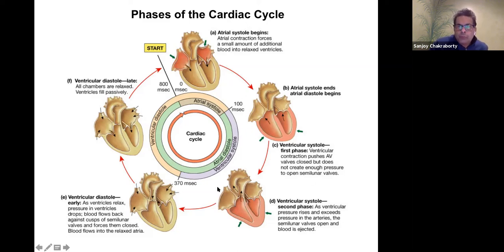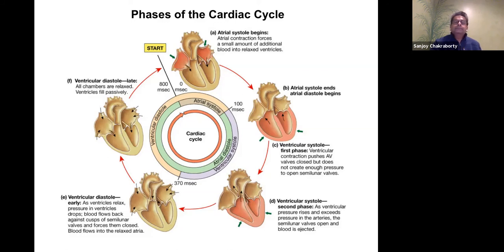This is the picture of one cycle, and that happens that many cycles, meaning if you have 70 cycles per minute, this is happening 70 times. So each cycle takes approximately 800 milliseconds. Why are they saying 800? Because they're assuming your heart will beat 75 times per minute. So 60,000 milliseconds divided by 75 is 800.